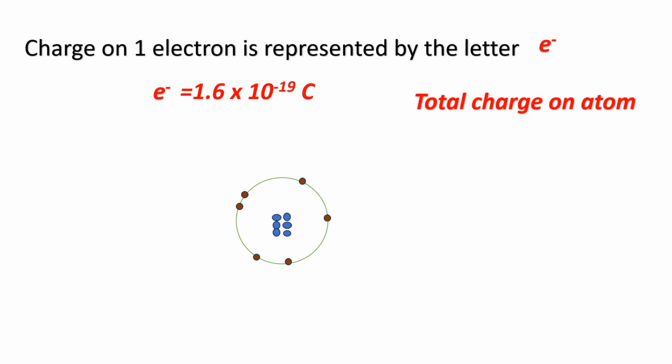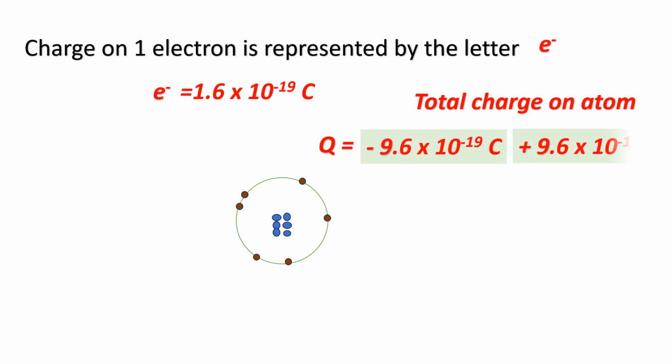Well, so what is the total charge on this atom? It is represented by Q. As I told you, charge is represented by Q. Total charge of any particle, any material, any atom is represented by Q, and it is equal to the total charge on the electrons plus the total charge on the protons. It is of the same value in this case because the number of protons and electrons are the same, 6 and 6. So we get minus 9.6 into 10 to the power minus 19 coulomb plus 9.6 into 10 to the power minus 19 coulomb.